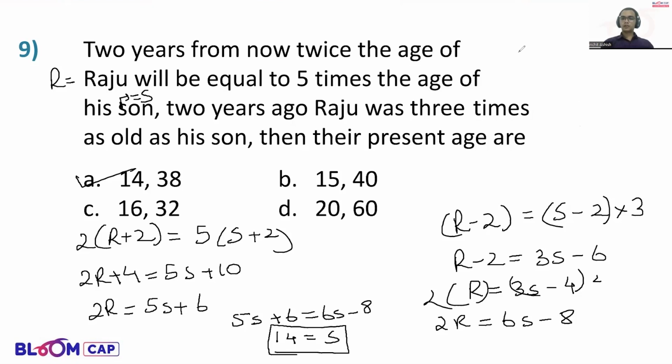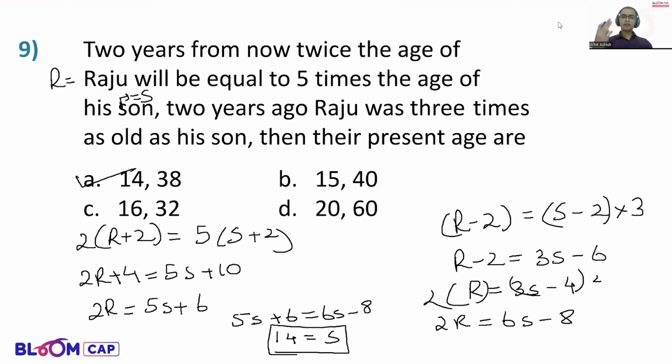Now, let's look at this one more time. What did we do? We simply calculated 2 years from now. 2 years from now means 2 years later. So we will add 2 to the ages of Raju and the son. Twice the age of Raju will be equal to 5 times the age of his son. So we multiply Raju's age by 2 and the son's age by 5 times.